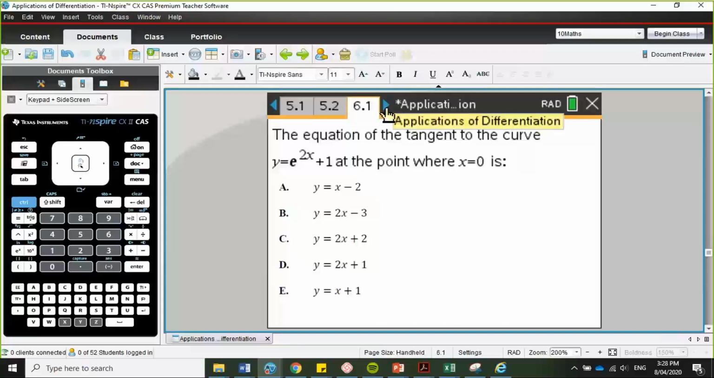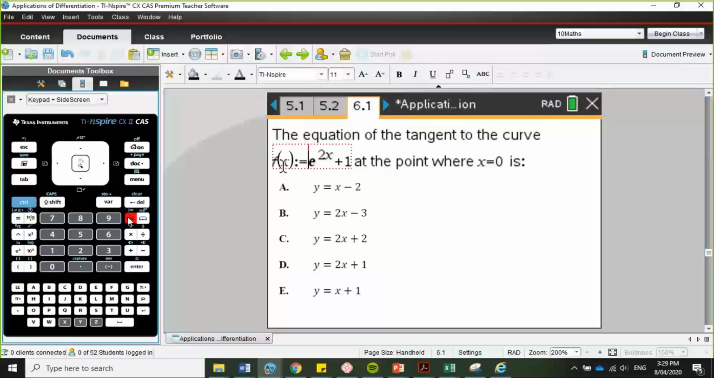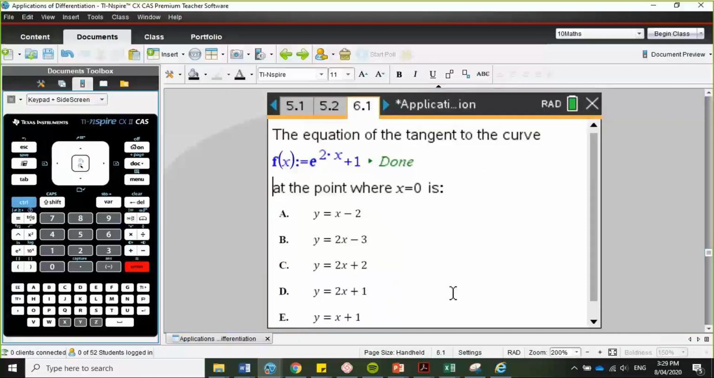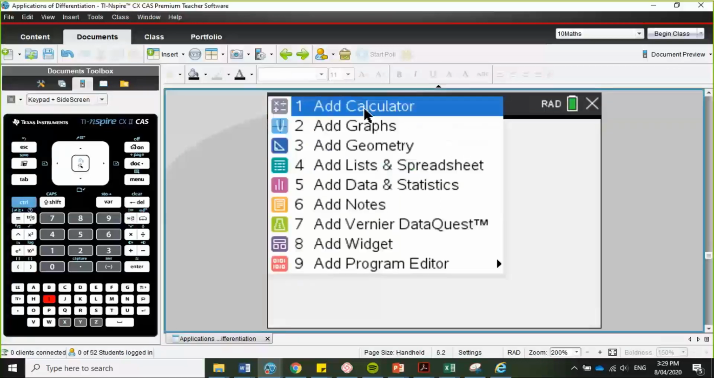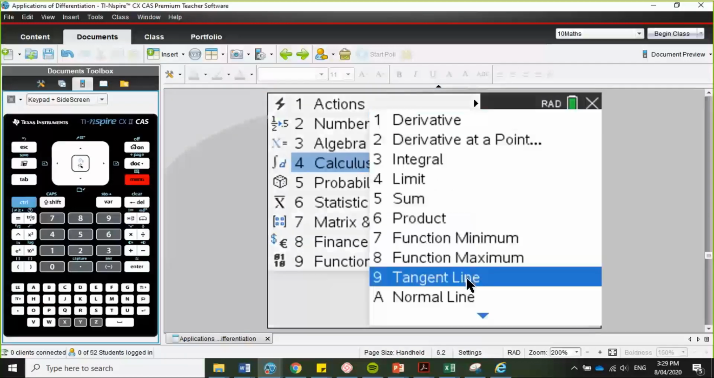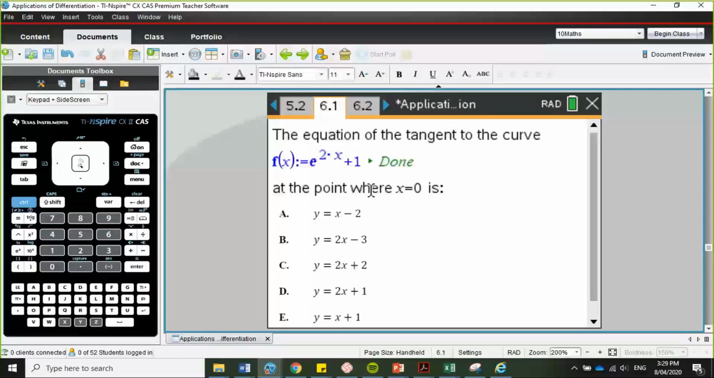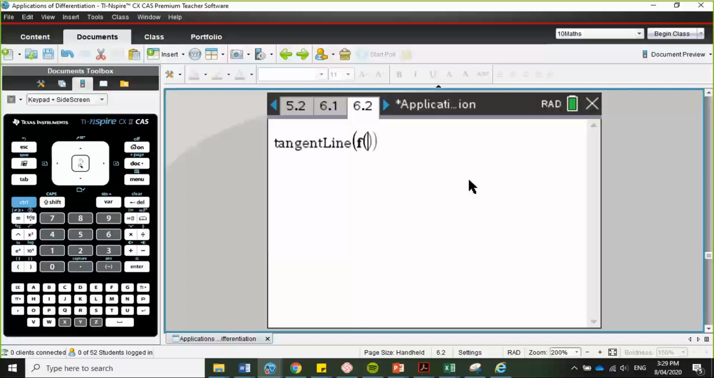Equations of tangents and normals is something that we get asked about often. And so if you're asked to find the equation of a tangent or of a normal, which as I said is very common, you can define your function or not define your function. I'm going to define my function here to save me some time. And in a calculator page, you can hit menu and then calculus, and these two options here, tangent line and normal line. So make sure you read the question carefully and work out which one you want. Tangent line, and my tangent was on f(x) at the point where x is 0. So I type in f(x), x = 0, and I will get the equation.